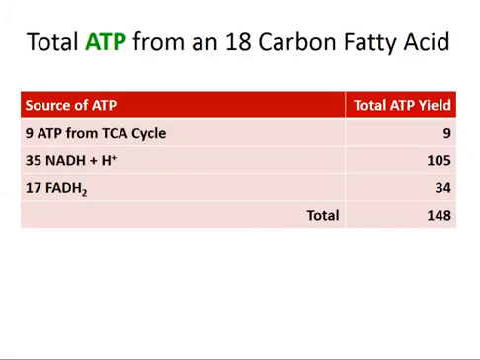And the same thing happens for fatty acids. When reducing equivalents produced in beta oxidation and the TCA cycle are used in the electron transport chain, the ATP yield goes from 9 to 148. So much more energy is produced when we use mitochondria to generate ATP aerobically through the electron transport chain.